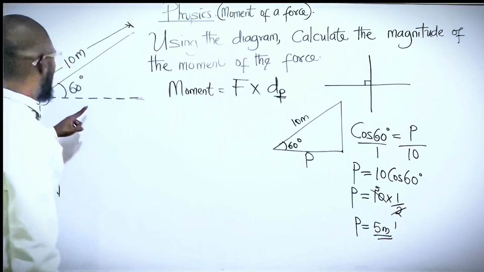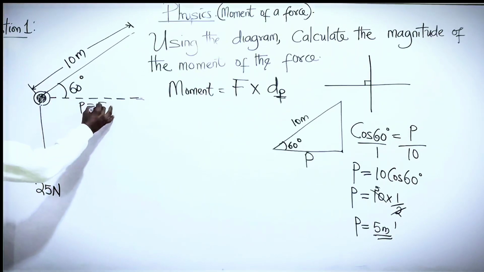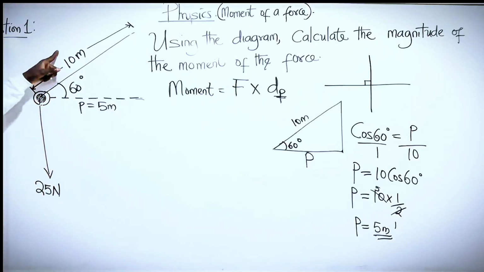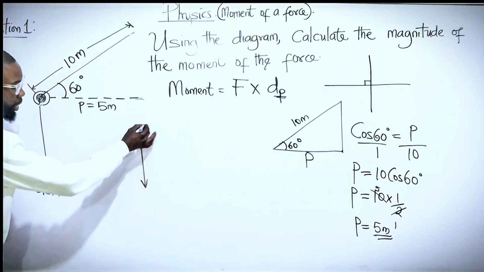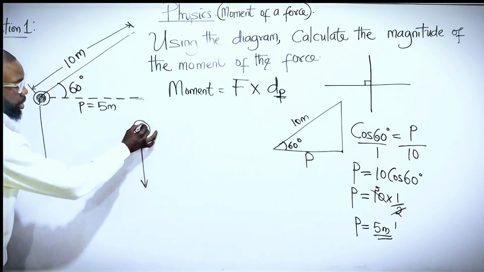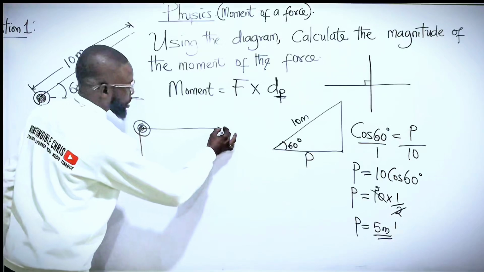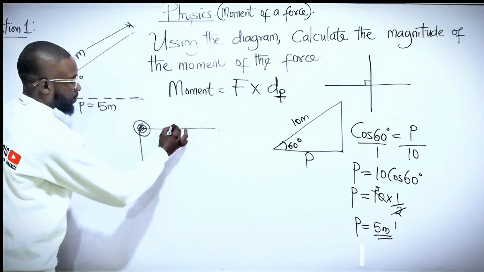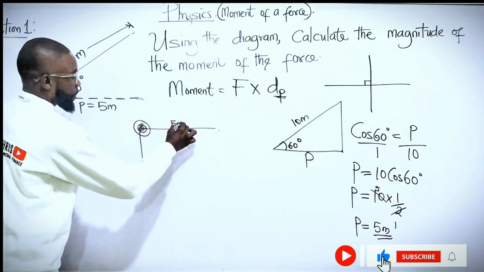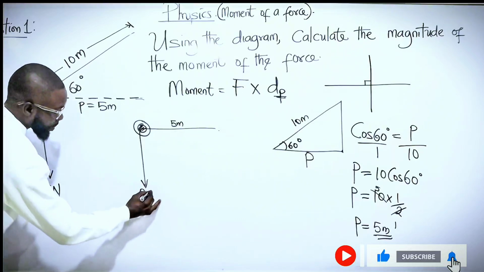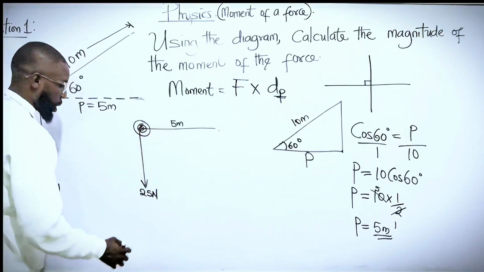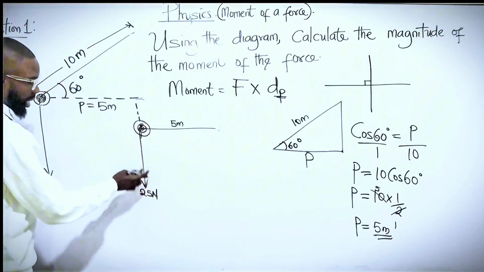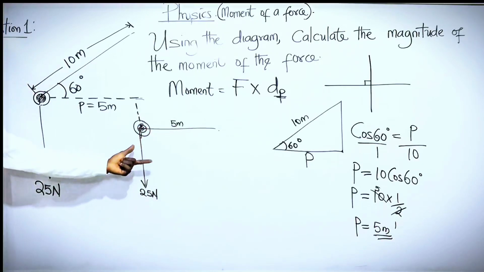At that point, this place which is P is now 5 meters. It's no longer 10. If we reduce it to this form, looking at that, the free body diagram becomes like this, and here is our 5 meter mark, and we still maintain our 25 Newton on this. The moment of a force is the force times the perpendicular distance. You see, this becomes accurate.